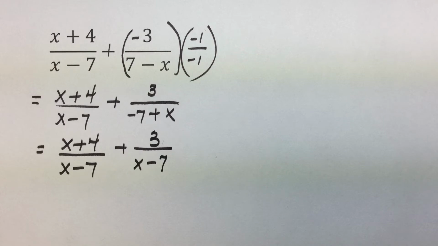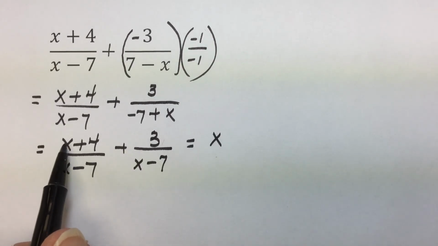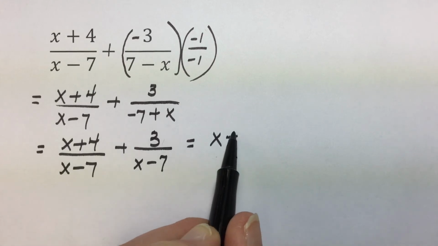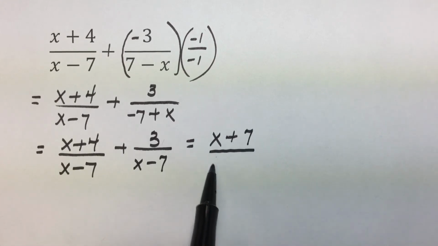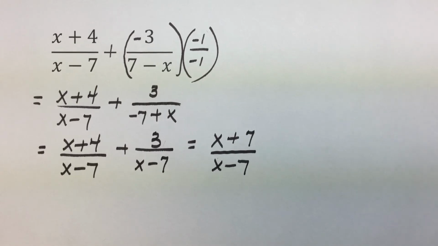Clearly, we do have common denominators. We can go ahead and combine our numerators then. X plus 4 plus 3 results in an x plus 7 over x minus 7. These are not common factors, so this is simplified.